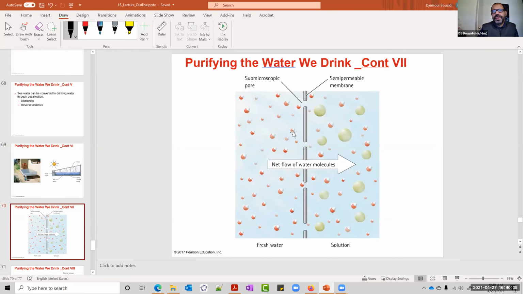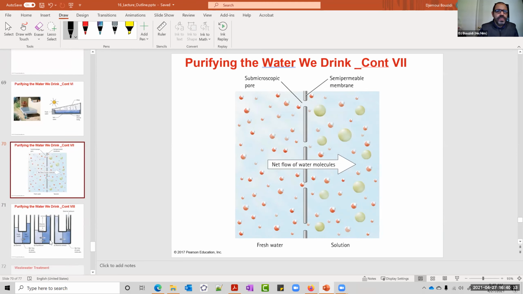Here is the osmosis, the one that I was talking about earlier. This is a sub-microscopic pore. That means it has to be just the right size to allow for the water to go from one side to the other, but not the bigger molecules in this case, okay? So under normal operation, the fresh water will move from here to there to balance basically the concentration, I should say, not the pressure.